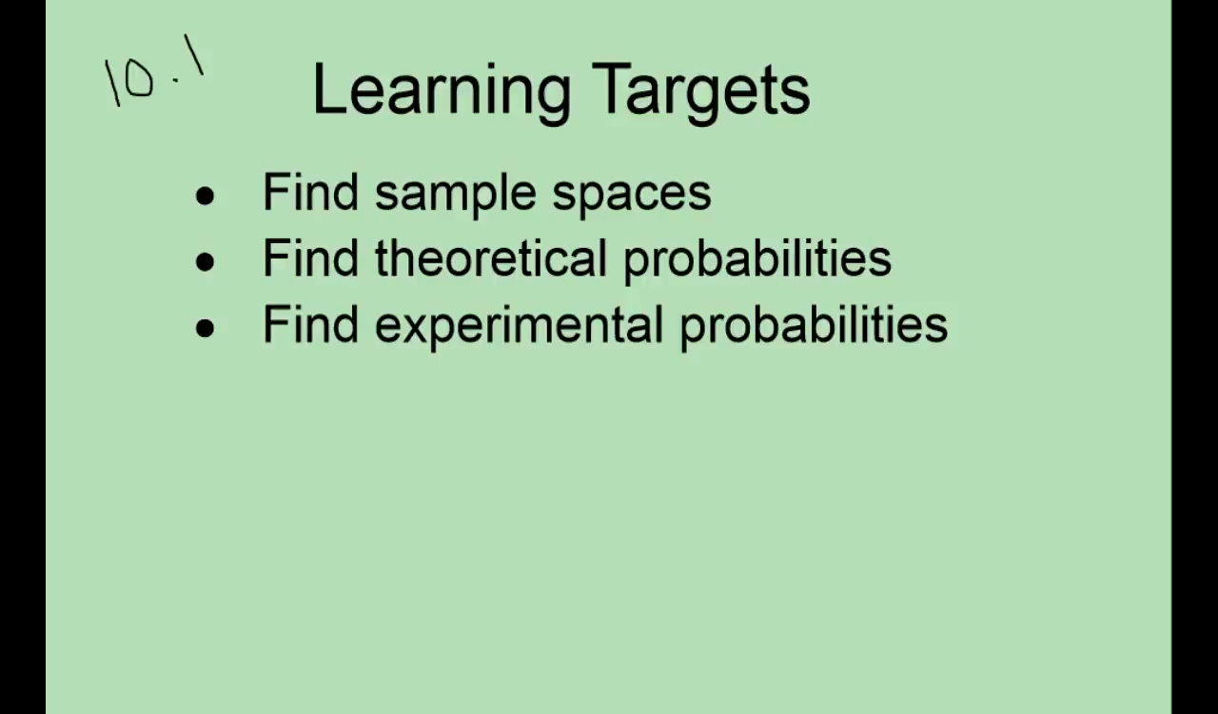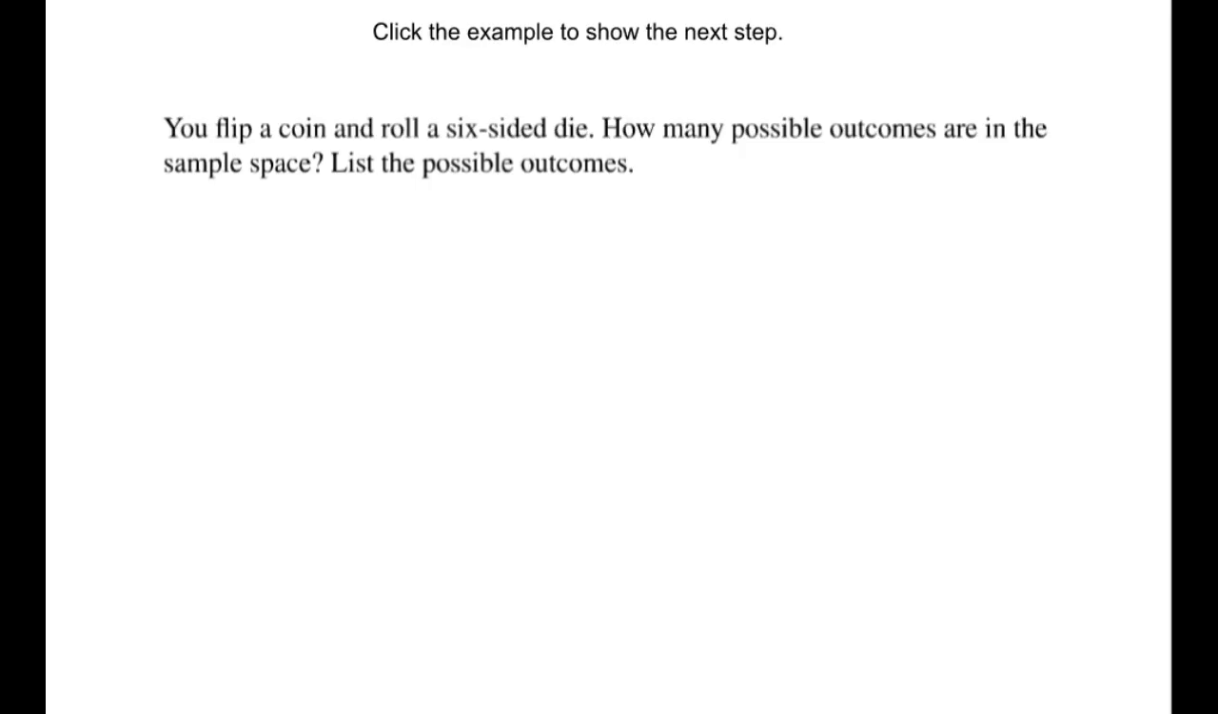All right, here we're looking at section 10.1. Our learning targets for the section are to find sample spaces, then find theoretical probabilities and some experimental probabilities, and discuss the difference between these two things. So first, let's just look at sample spaces.